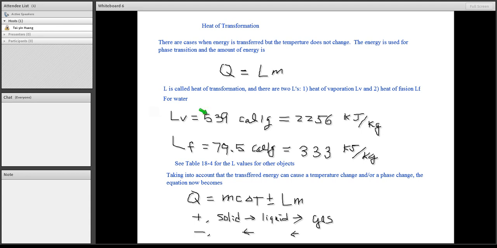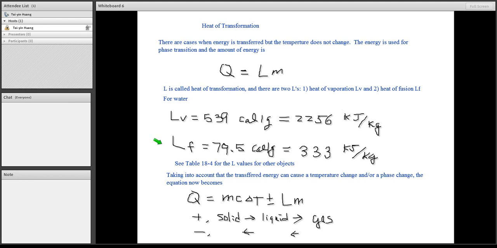Make sure that when you do problems, kilo means you have to multiply by 1,000 to become joules, because kilojoule is not a standard unit. Joules is the standard unit. So it's 2,256 kilojoules per kilogram. What about heat of fusion?